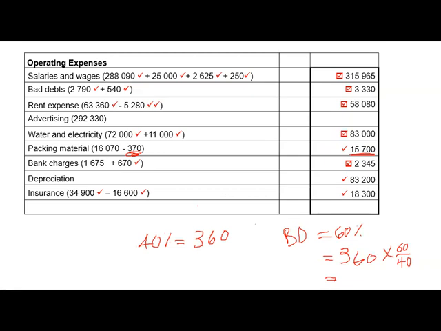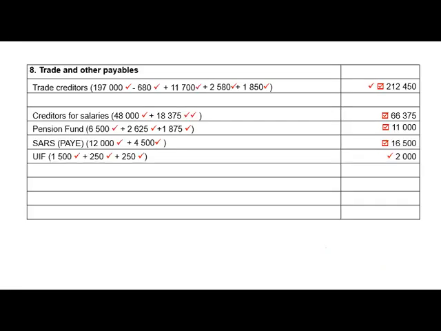Please note that accrued expense is recorded in trade and other payables. So that's why here we have accrued expense, which is 11,000 Rand. And that will be it with respect to trade and other payables. You just find your total and that is it.